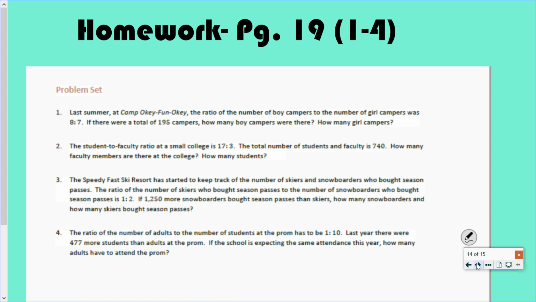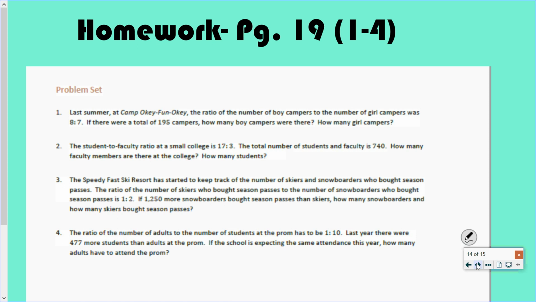Okay, so asking you about how many boy campers. So am I going to divide the 195 by 8 or by 7? John? So if I divide the total of 195 by 8, that's going to give me the number of boys. Abel? Why 15? 15 is not even up here. Thank you. They gave me boys and girls, right? But what was the total?